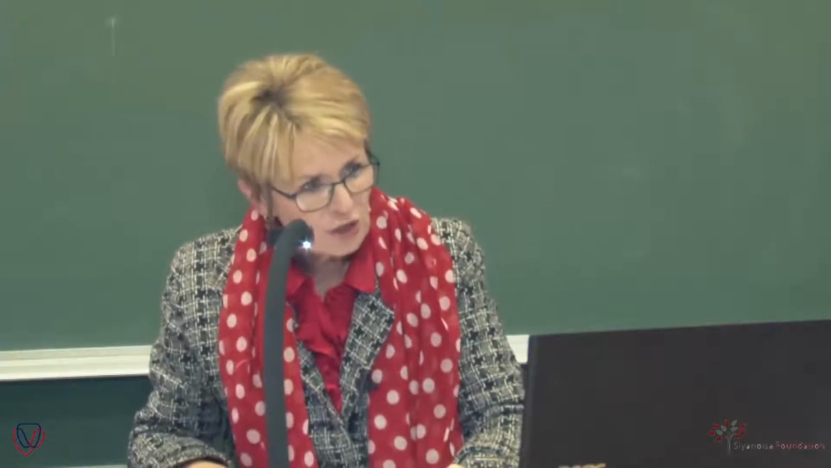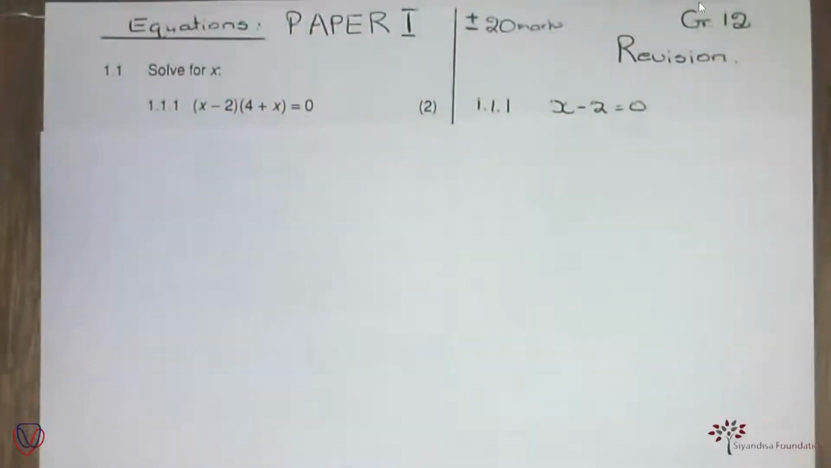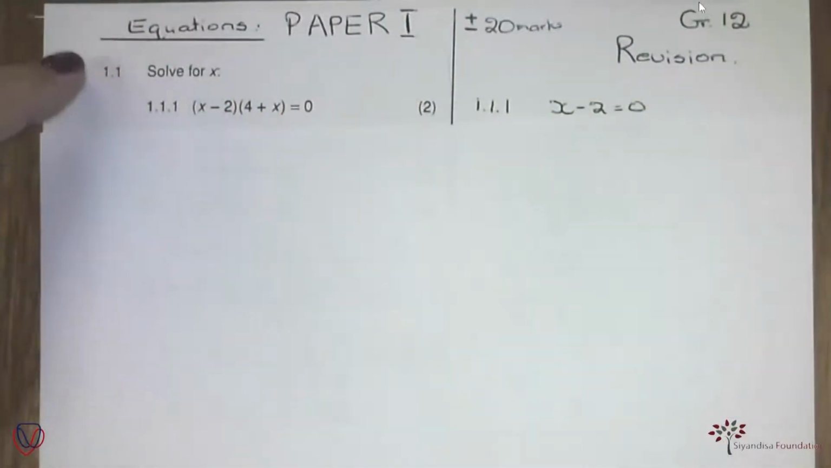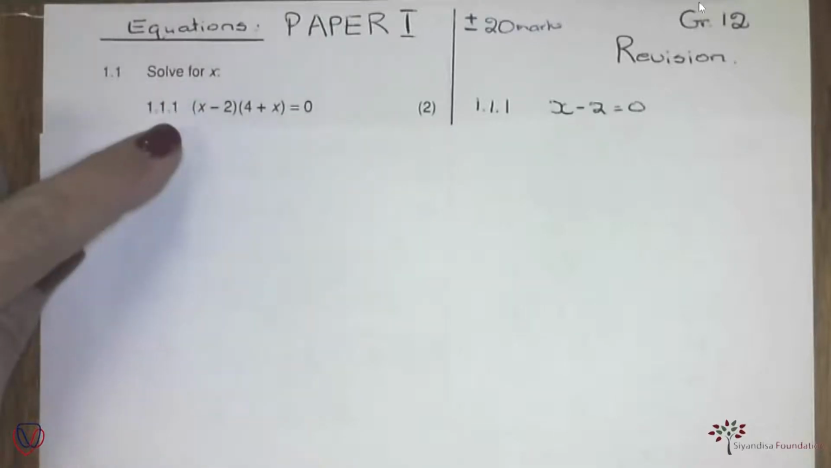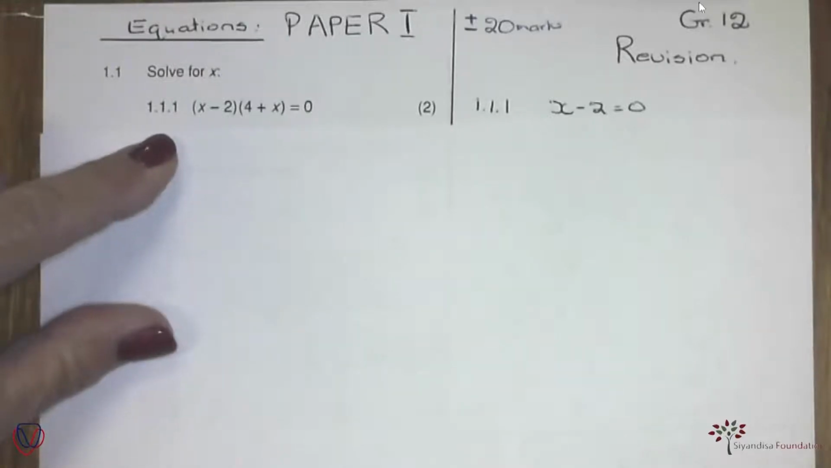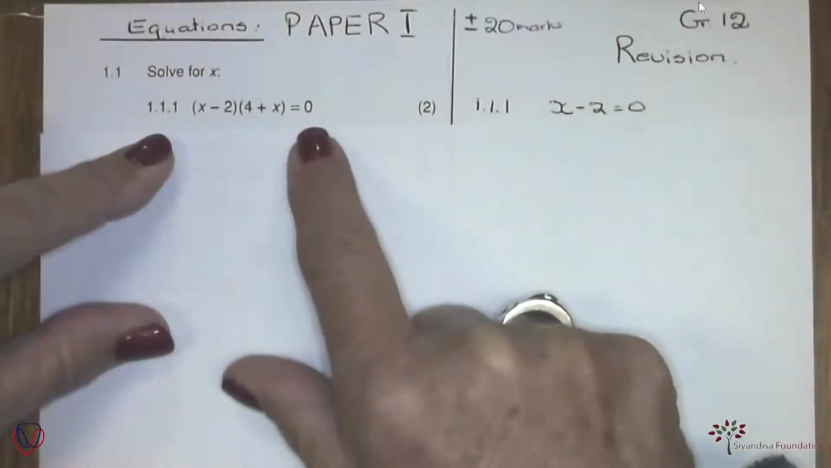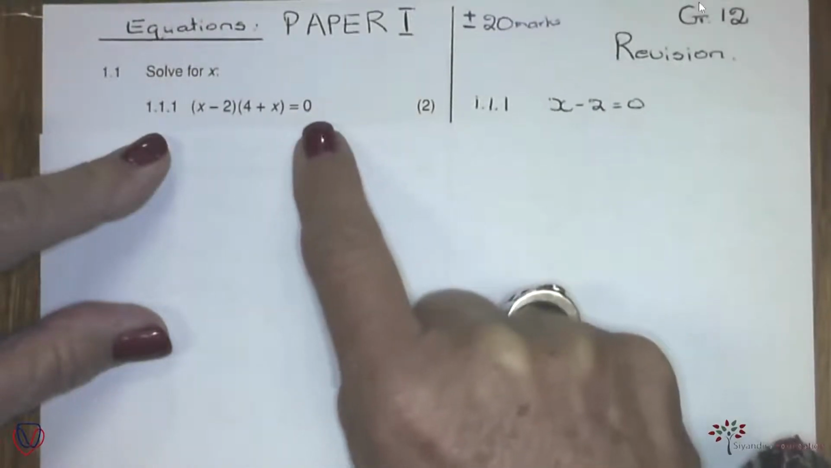Now let's start with paper 1. That is equations. And the first question, equations, is more or less 20 marks. So people, in this question, you always have a first question which is solve for x, where you have 2 or 3 problems. The first one is always a very easy one which can be factorized. Now in this case, it has already been factorized for you. So it's already equal to 0.